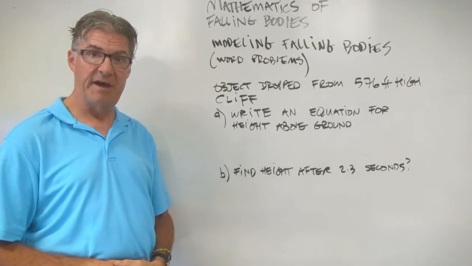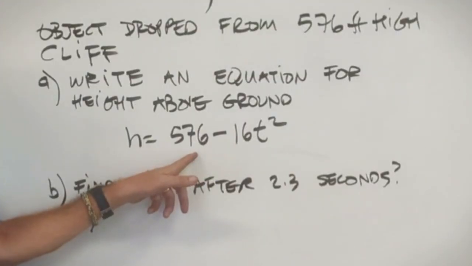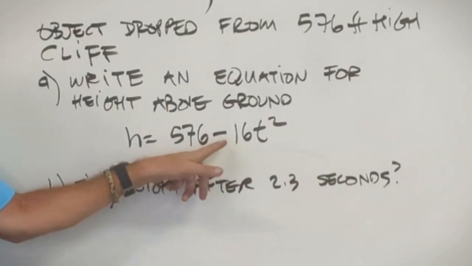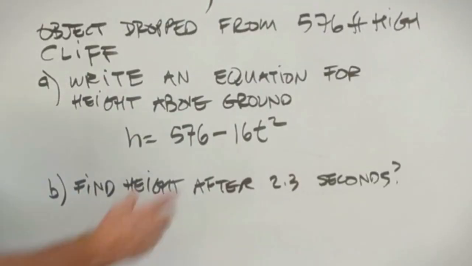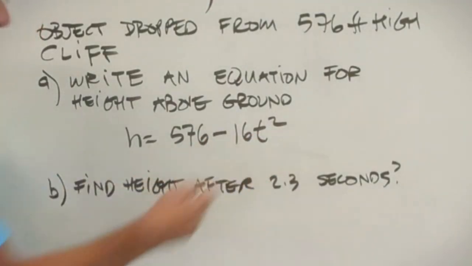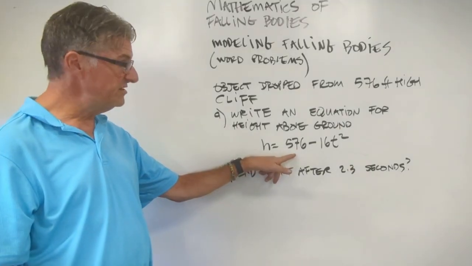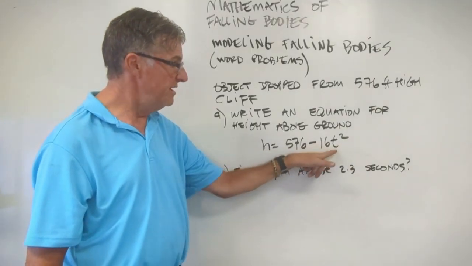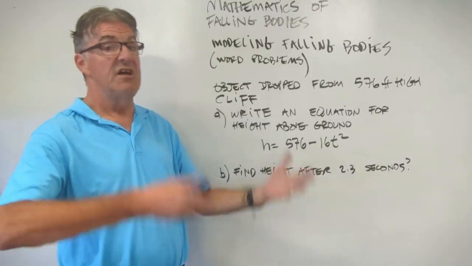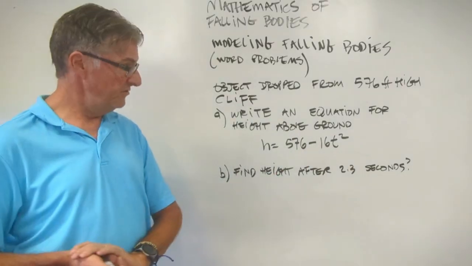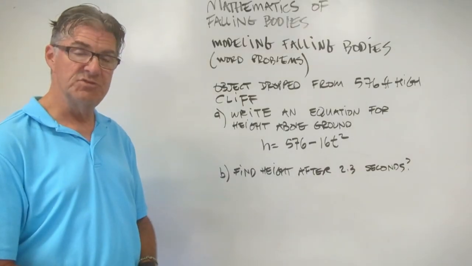Pause the video and come back. Okay, so the way these equations work is you put the starting height first, and then you subtract a distance for every second that it's fallen. So remember, this part here, 16t squared, is the distance fallen. So what we're doing is we're starting at 576 and we're subtracting this term depending on the number of seconds from our original height to calculate the height above the ground. So that's our equation.